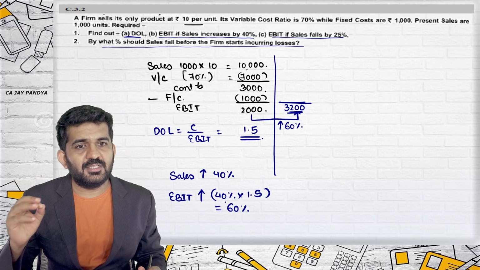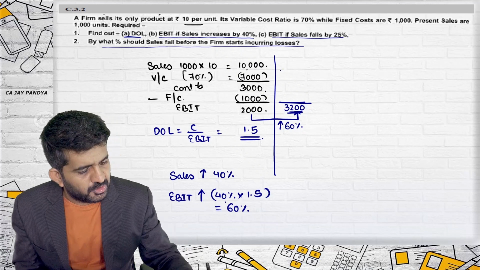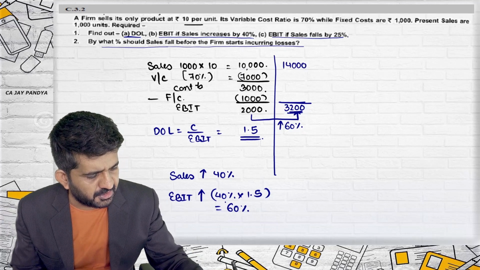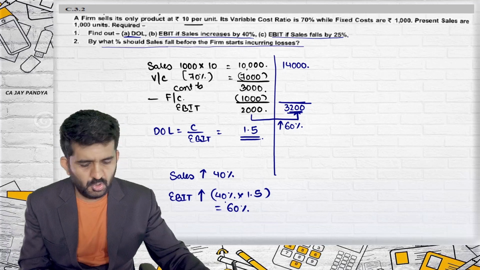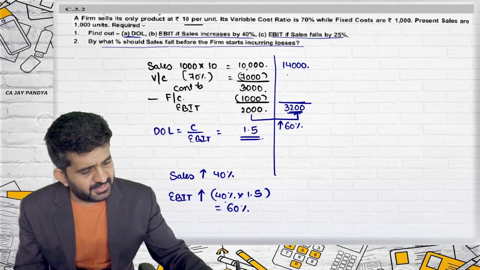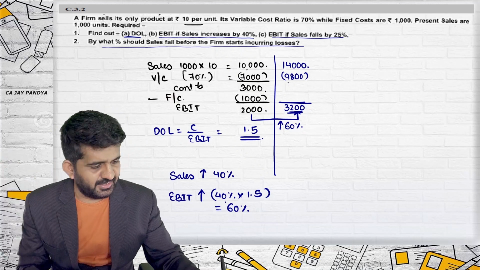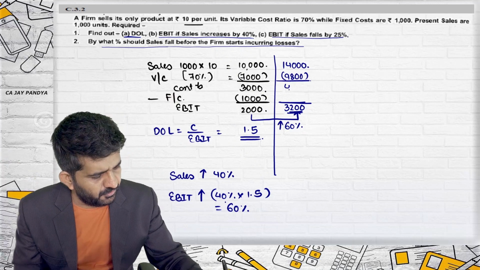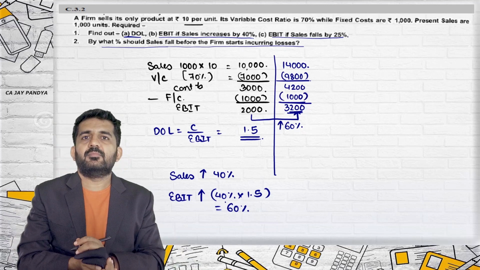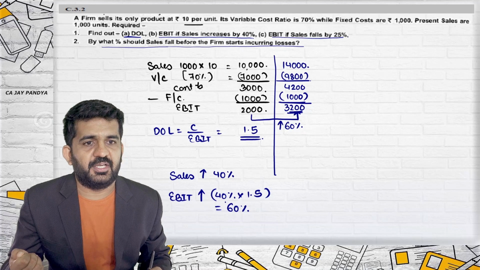Can I find out whether my answer is correct or not? Yes. Sales has increased by how much percentage? 40%. So sales would have become 10,000 increasing 40% is 14,000. 14,000 into 70% is 9,800, which will be variable cost, because variable cost is directly proportional to sales. What will be remaining? 4,200. What will be fixed cost? 1,000. So EBIT is 3,200. My answer was correct. The answer is yes, because I know the concept of degree of operating leverage.